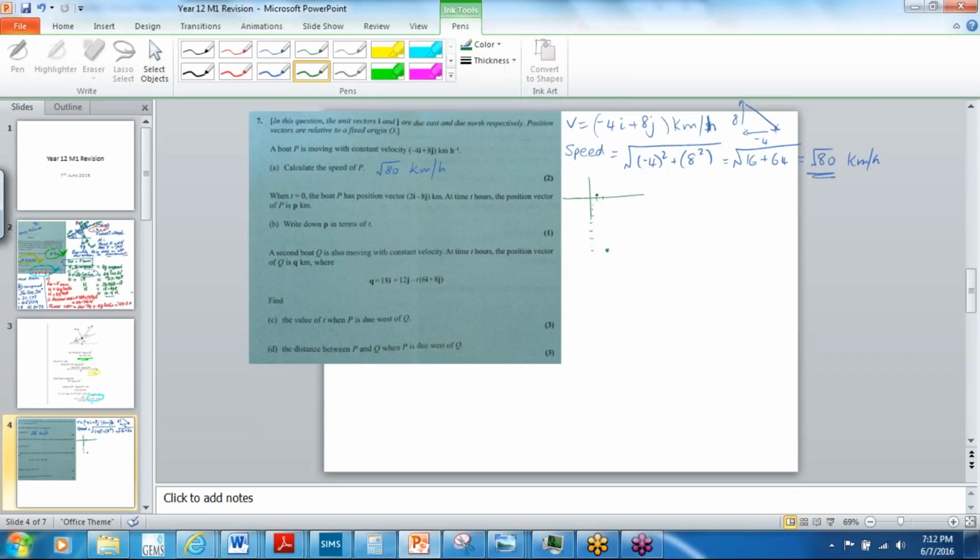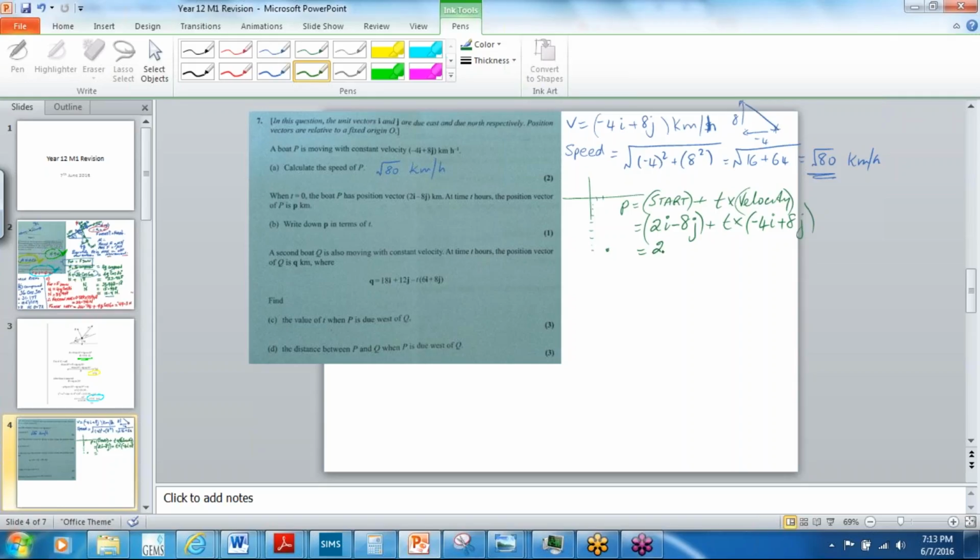And the position vector at any point in time is P. Now it starts, and then at every hour it moves back 4 and up 8, and so that's the velocity vector. So P equals its starting position, which is 2i minus 8j, that's the starting position. And then every hour it goes back 4 i's and up 8 j's. Well, that is P in terms of t.